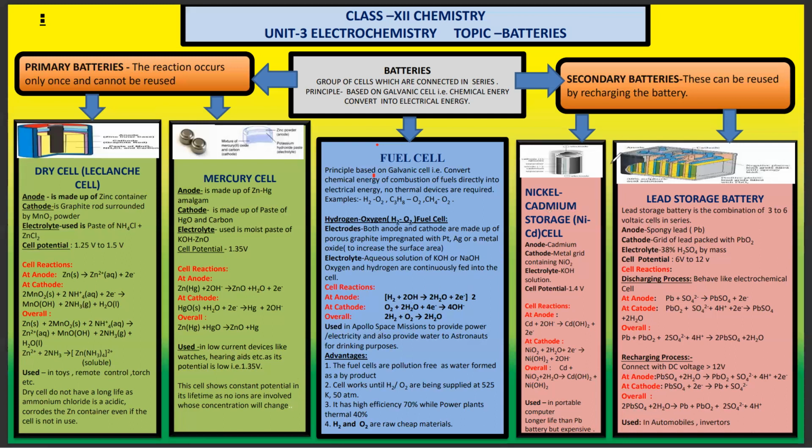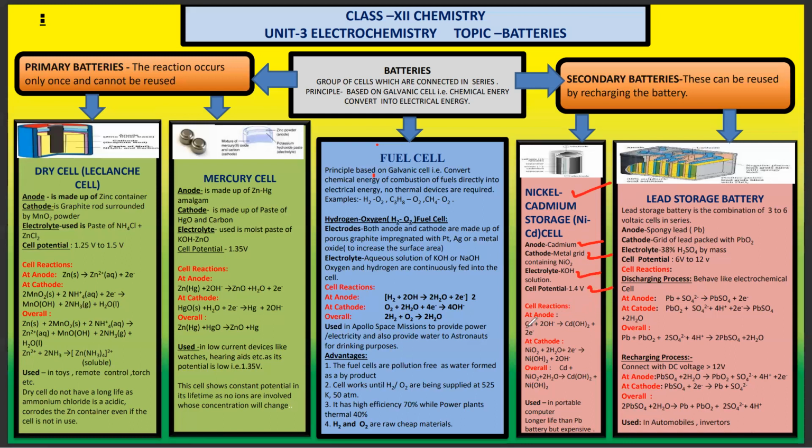Now moving to the secondary battery. Secondary battery, nickel cadmium cell. First is the nickel cadmium cell. In the nickel cadmium cell, the anode is made up of cadmium, cathode is nickel oxide, electrolyte is KOH, potential value is 1.45.